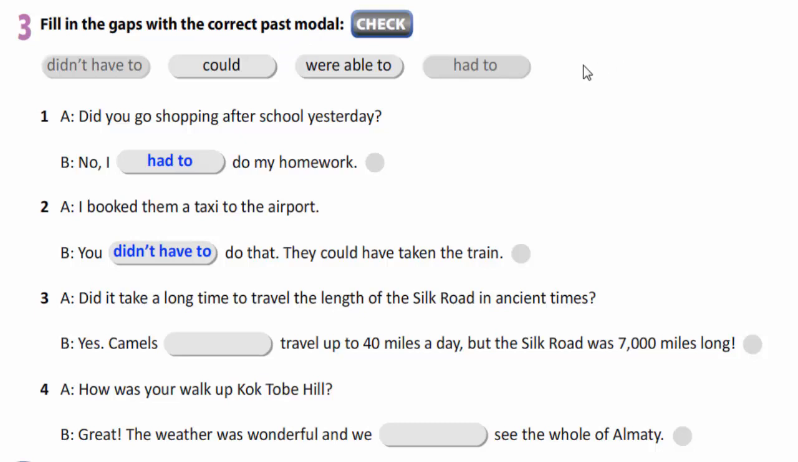Did it take a long time to travel the length of the Silk Road in ancient times? Yes, camels could travel up to 40 miles a day, but the Silk Road was 7,000 miles long. How was your walk up Koktobe Hill? Great, the weather was wonderful and we were able to see the whole of Almaty.